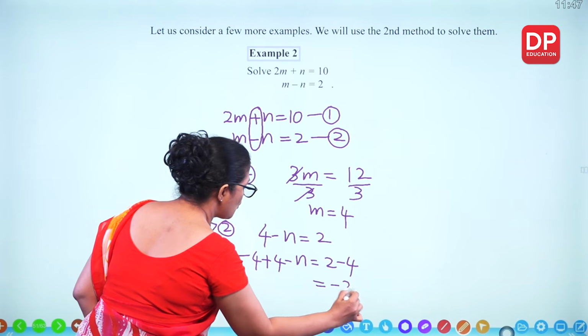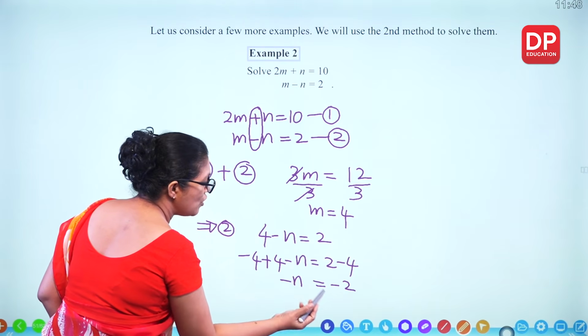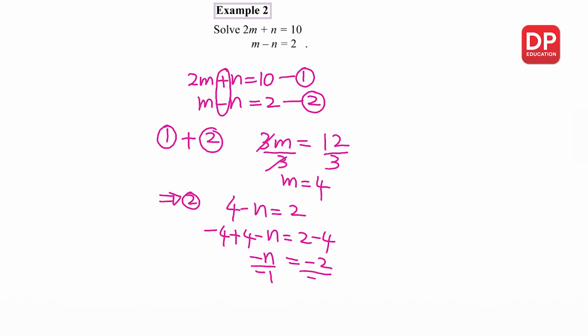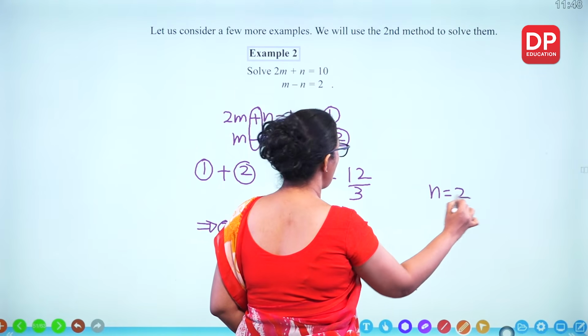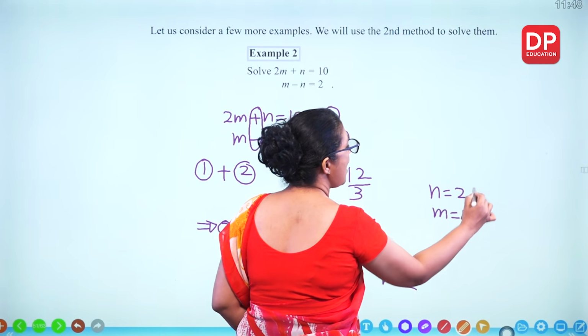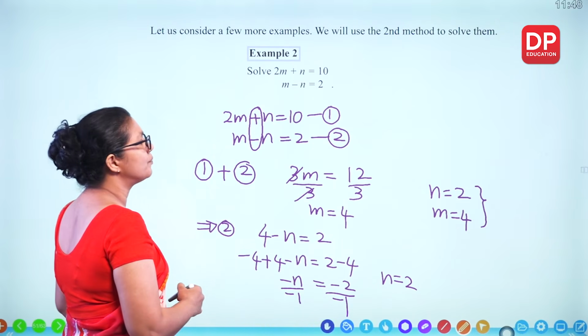You get minus 2 equals minus n. When you divide by minus 1, you get n equals 2. So what are the solutions? N equals 2 and m equals 4.